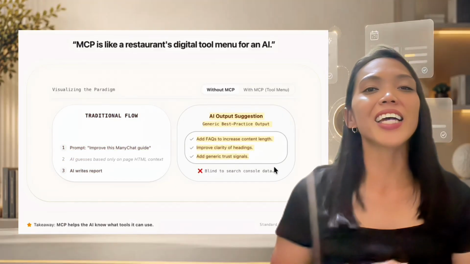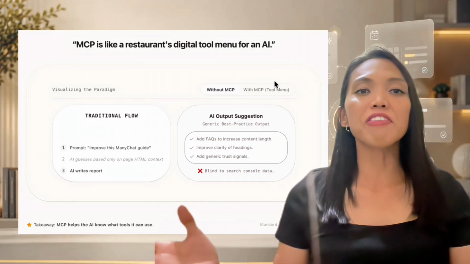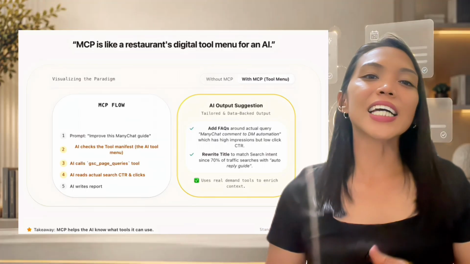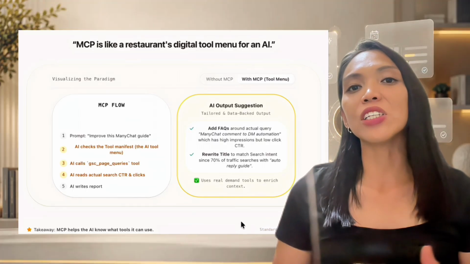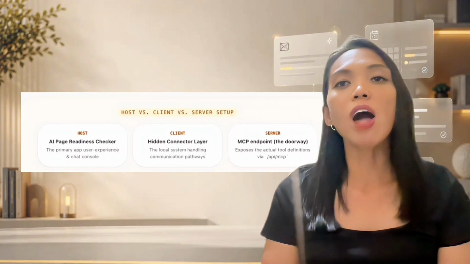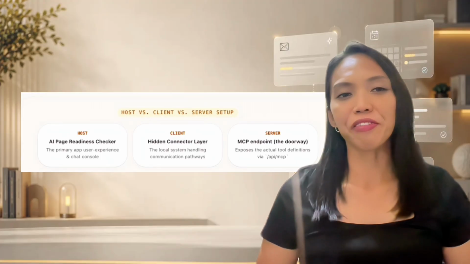Because in MCP, the AI can do something more useful. It can check what tools are available, it can choose the right tool, it can call the tool, it can read the result, then it can use the result to give a better answer. That is when MCP finally clicked for me. I stopped thinking of it as a developer term and started seeing it as a standard way for an AI agent to use tools. The official MCP structure talks about three important parts: the host, the client, and the server.